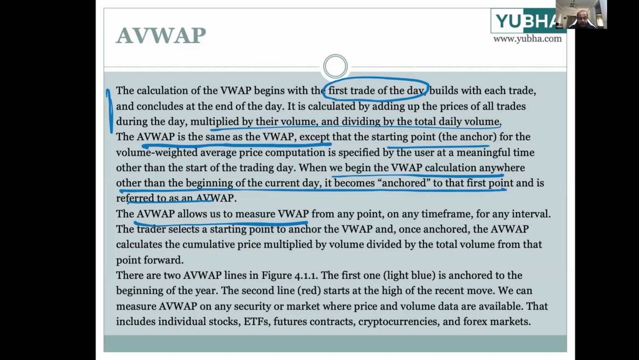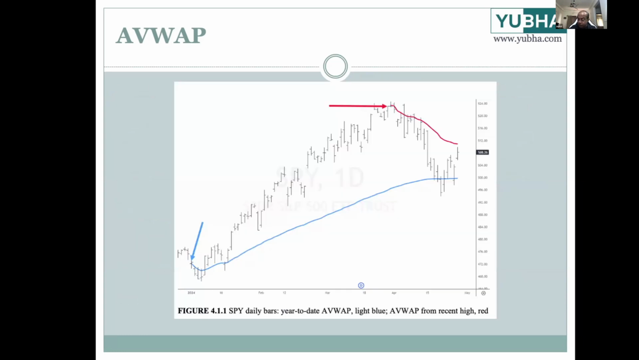In the next one, what you see is that there are two lines. One is anchored to the beginning of the year. The second line starts at the high of a recent move. That kind of gives you two boundaries where the VWAP is. This one is from the beginning of the year 2024.